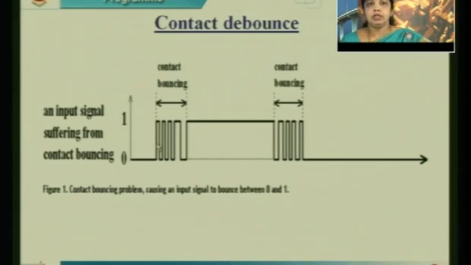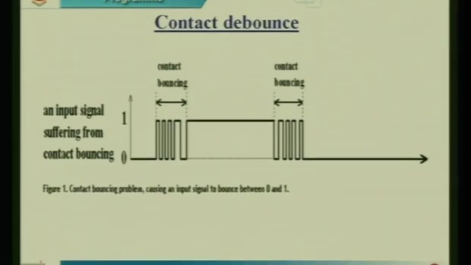Whenever your switch is in off condition and I press the button, it has to move from 0 to 1 state, low to high state. By moving in between, it bounces many times and then comes to a stable condition. Similarly, when I want to go from high to low state, it bounces many a time and then goes to a stable state. This is nothing but the contact debounce problem. This is the major problem in digital circuits whenever we connect digital circuits with mechanical switches.